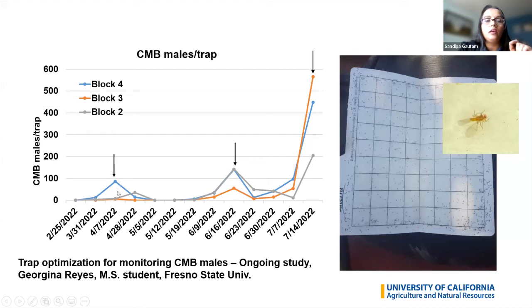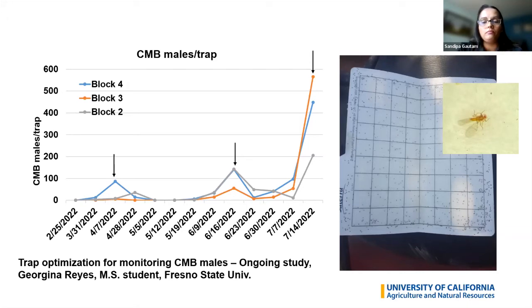In block four, we saw a peak in the first week of April. On blocks three and two, we did see what looked like a peak, but on the 28th of April. Now that could be because these blocks are situated in a different area and may have different heat units accumulated through this time period, which is why we're seeing a little bit of lag in the male population peaks in these three different blocks. But when you look at the second peak, all those peaks coincided right around the second week of June, on the 16th of June.